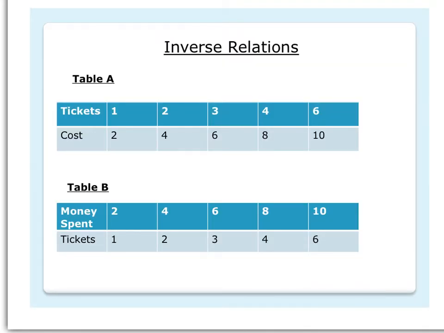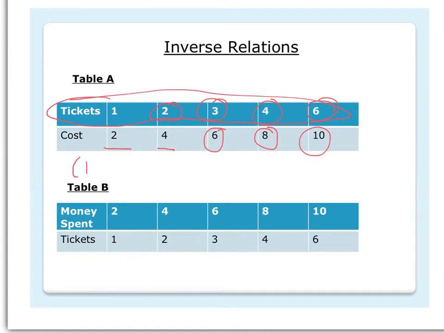On this slide we have two inverse relations, and a relation, just as a reminder, is a group of ordered pairs. So a group of ordered pairs can be displayed in a table setting. And you have table A here, which is showing a number of tickets, and then its corresponding cost. So if one were to purchase one ticket, it's a cost of $2, and if you purchase two tickets, it's a cost of $4. Three tickets would cost $6, four would cost $8, six would cost $10.